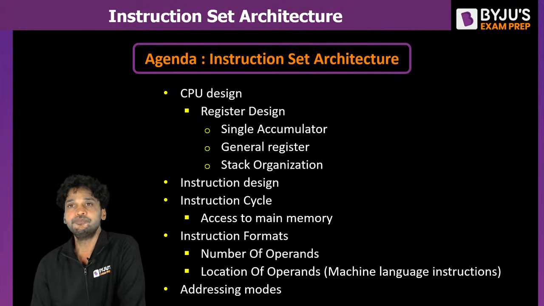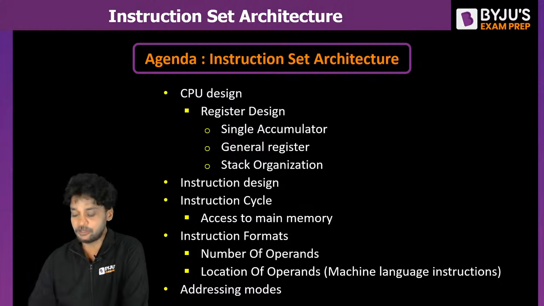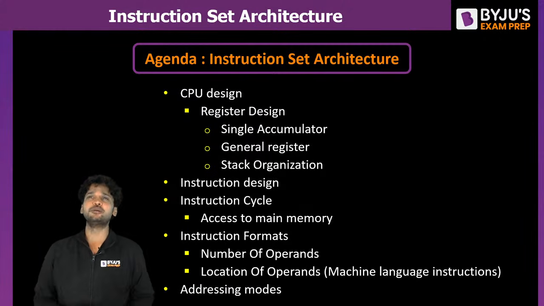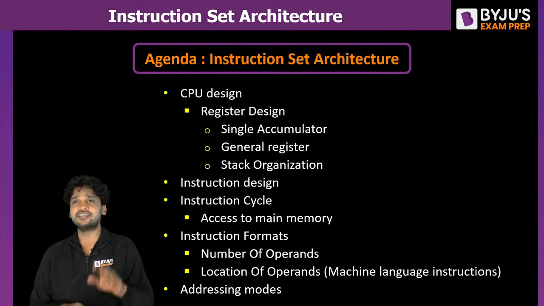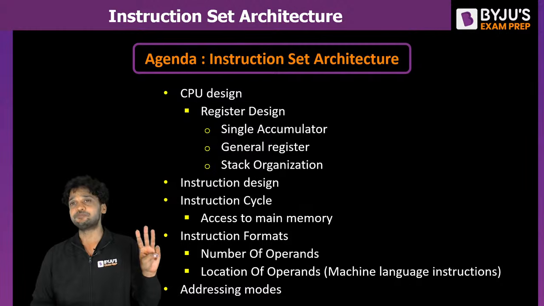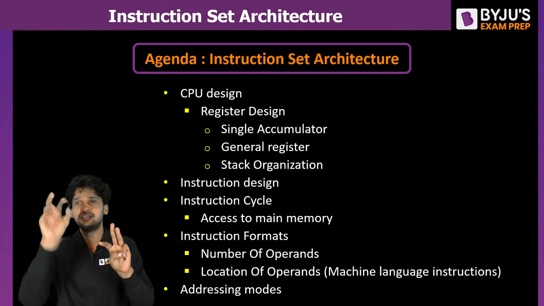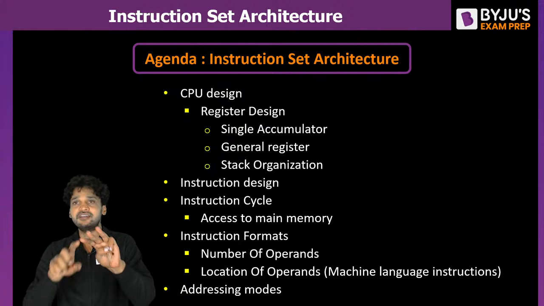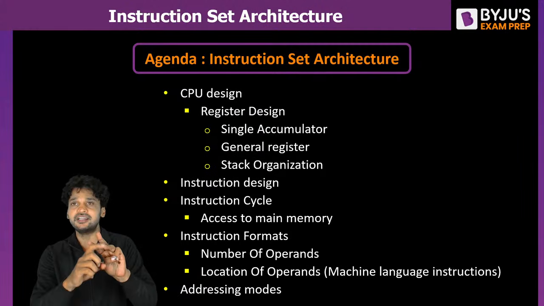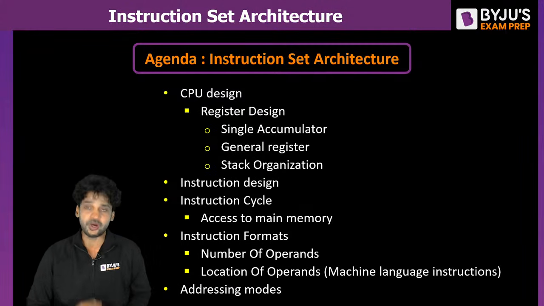Now, once again, before I take you to the CPU architecture, first of all, what needs to be designed? The things that need to be designed in the CPU are only three. The first one is the register set. The second one is the control unit. And the third one is the ALU. What is the register set?